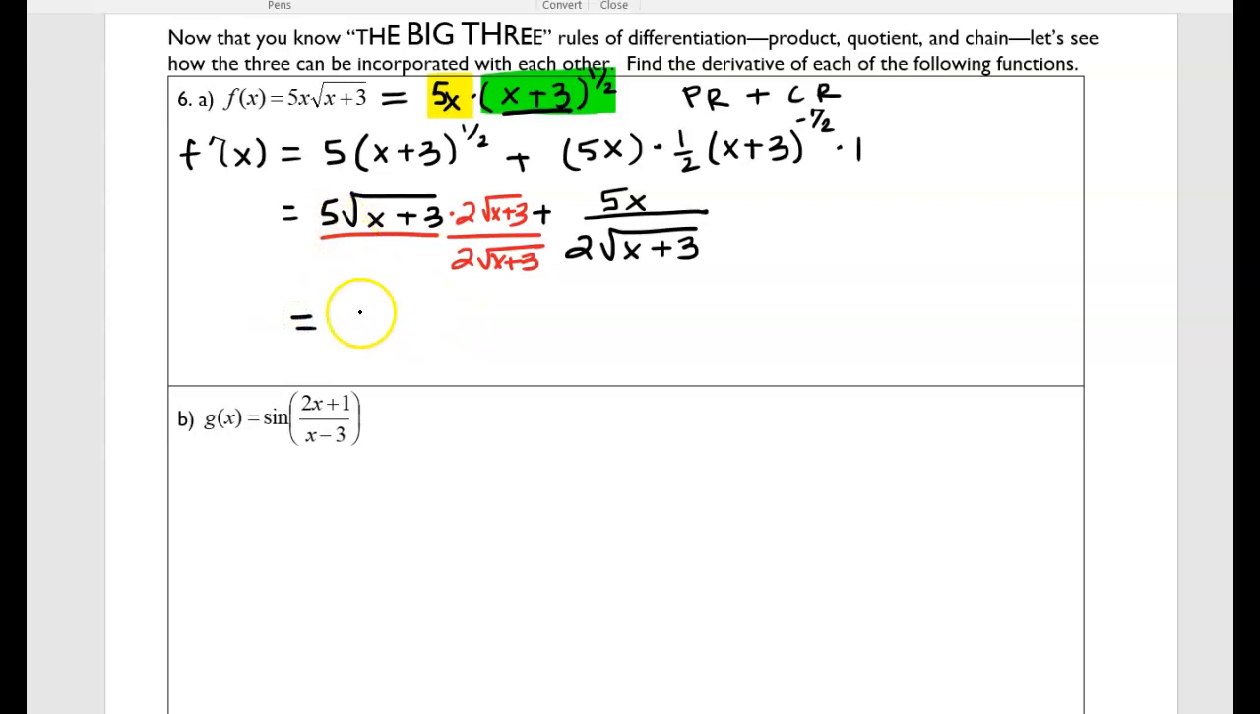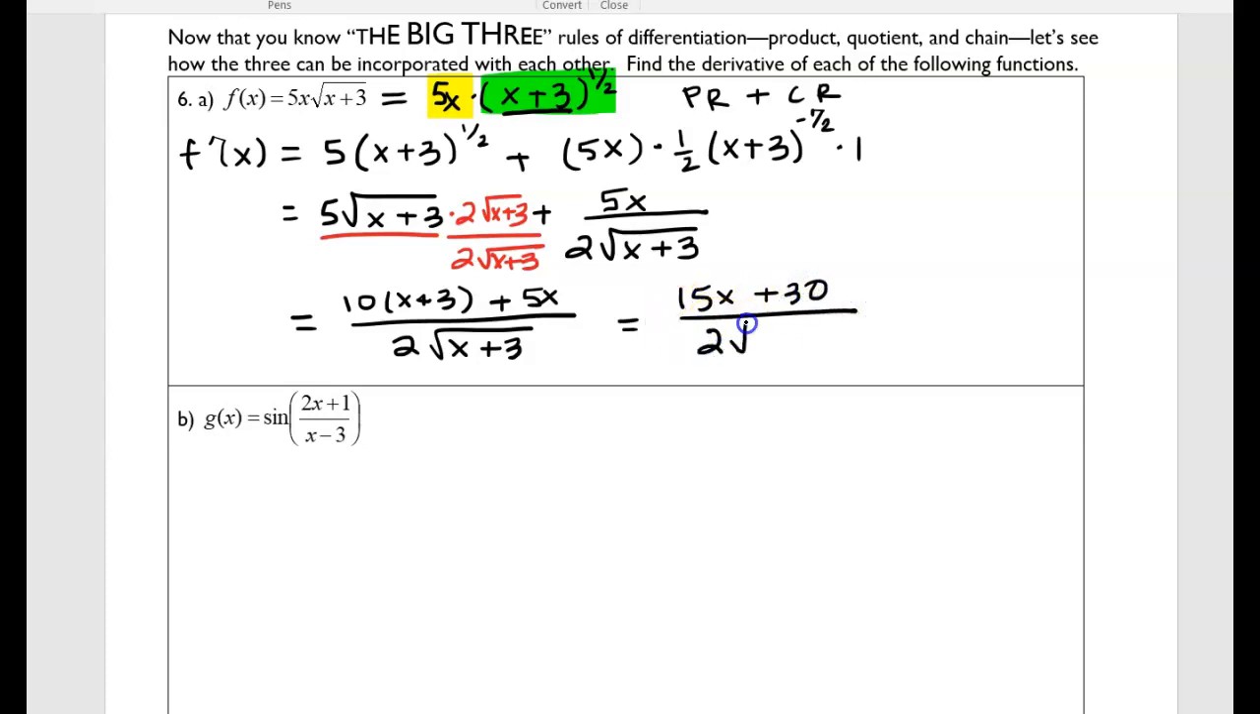So that would give me 10 times the quantity x plus 3 plus 5x in the numerator all over 2 square root of x plus 3. So again, that was 5 times 2 is the 10, square root of x plus 3 times square root of x plus 3 is just x plus 3. I can simplify that now. 10x plus 30 plus 5x would be 15x plus 30 all over 2 radical x plus 3. So that's your nice simplified form. You don't have to worry about doing that unless it's multiple choice or unless you're asked to do that.